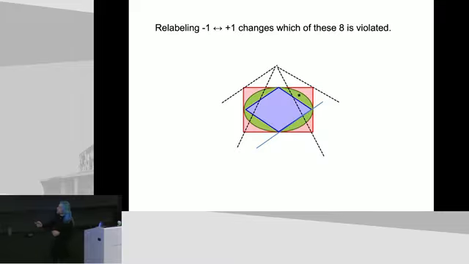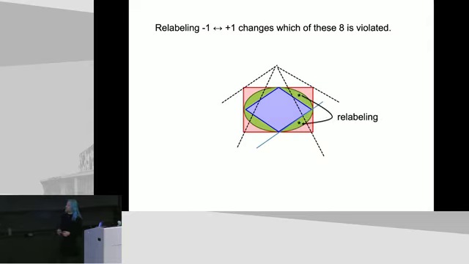So this blue set is the local set. And you can see that this point violates this Bell inequality. So it violates one of those 8 inequalities. But it doesn't violate all of them. In particular, look at this one here. It satisfies this inequality because it's on the left of it. So this is a non-local correlation, but you don't see it with this inequality.